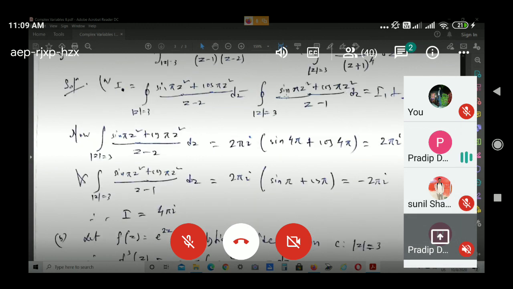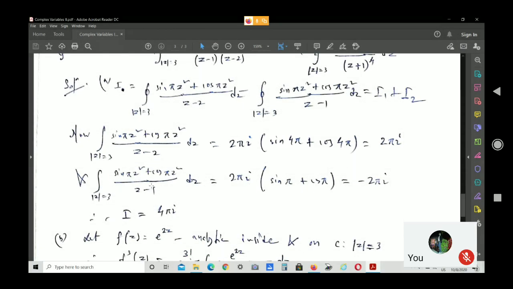The next part is this I2. I2 is again the same thing. z equal to 1 is inside this curve, and this is our function f of z, sin pi z square plus cos pi z square. So the value of this integral will be equal to twice pi i into f of 1. f of 1 means sin pi plus cos pi, equal to minus twice pi i.